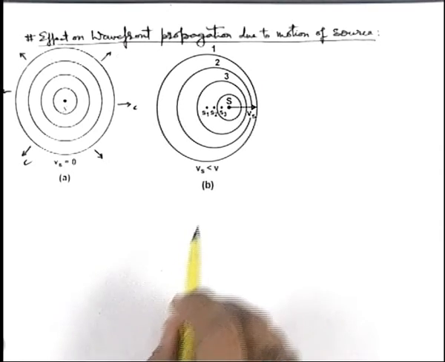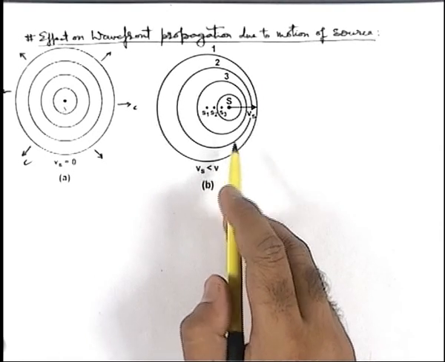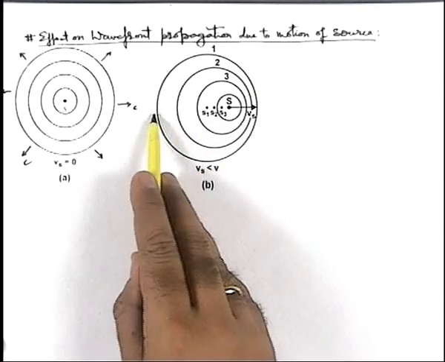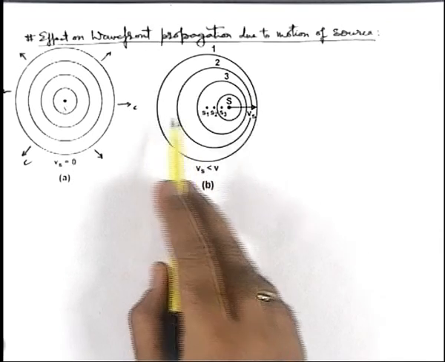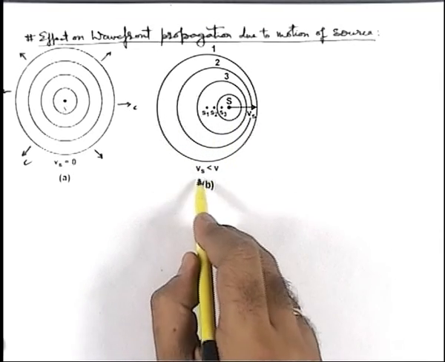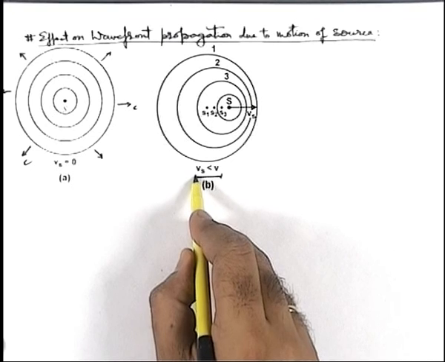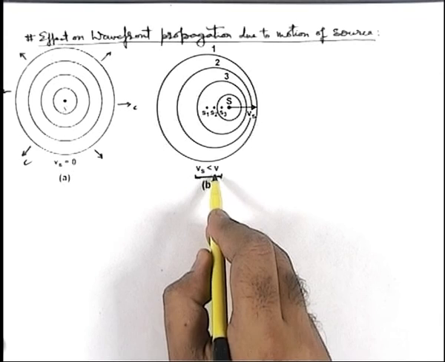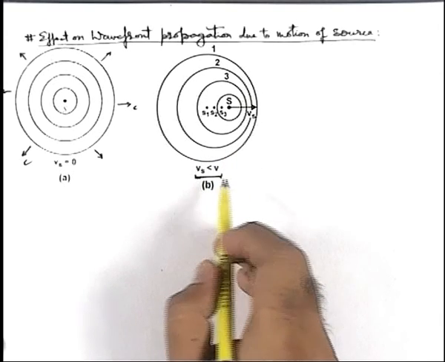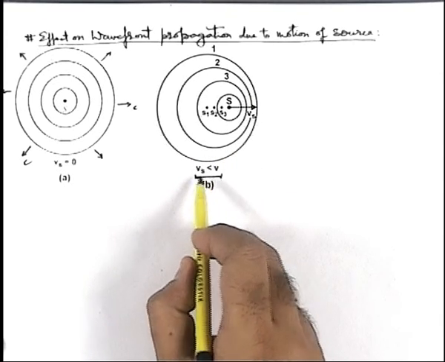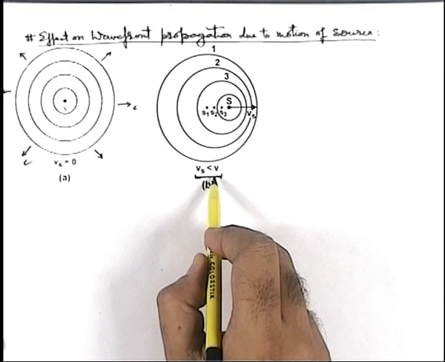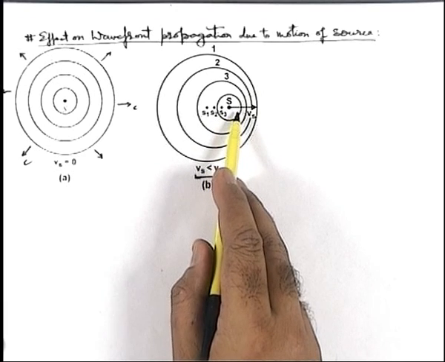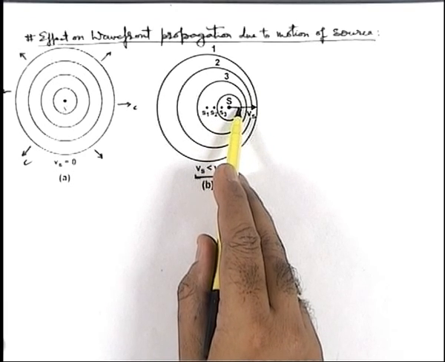Here you can see the still picture of what we have just seen: the separation between wavefronts in front of the source is decreased and behind the source it is relatively more. This is the situation when the source velocity is less than the sound velocity. If a source is traveling at a speed less than that of sound, this will be the case. And if we consider a situation when the source velocity is equal to the sound velocity, then the source will always be located at the front end of the wavefronts which it has produced.